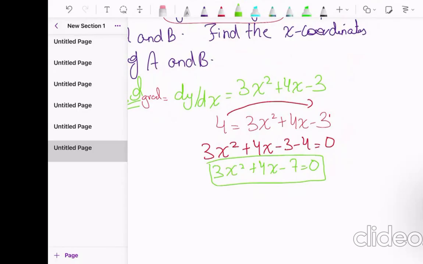Sir, I don't get it. You just moved 4 to the last area? I don't get it. I just moved 4 to the right side. That's it.